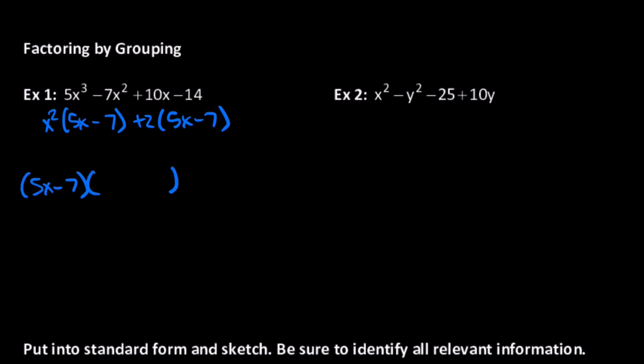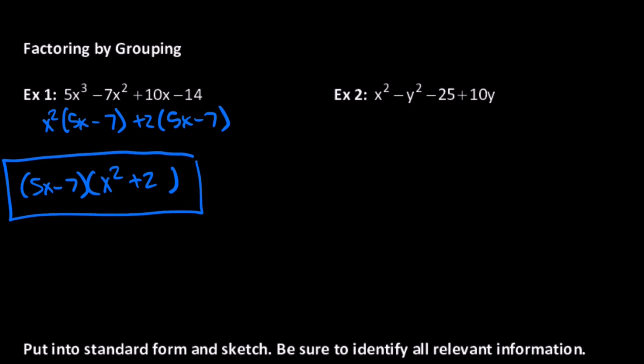What's left in the parentheses is what you get when you divide 5x minus 7 from both of those terms, which would just be your x squared plus 2. Now, if you could factor x squared plus 2, you'd have to go ahead and do that, but obviously in this case, that can't be simplified anymore.